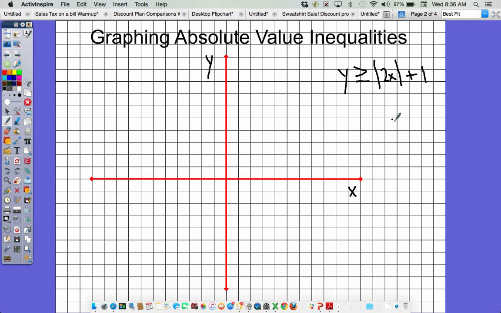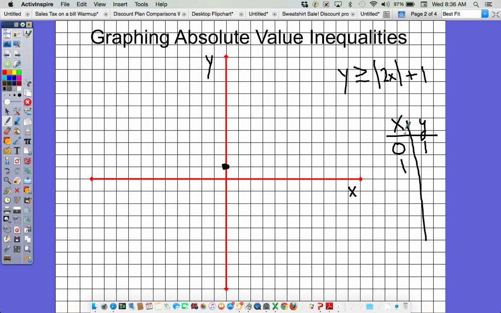So our solution for this, we make our XY table, and we start to fill the table out. When we put 0 in for x, we're going to have 2 times 0 is 0. The absolute value of 0 is 0, plus 1 is 1. So there's the point 0, 1.